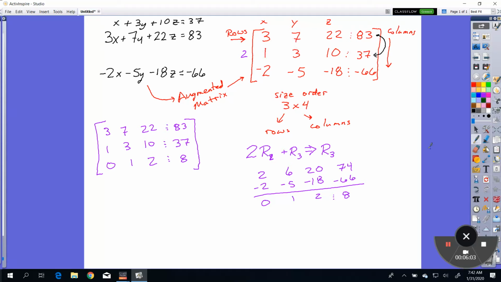So again, that's an important step that we can use when working with matrices. Now, this is called row echelon form.